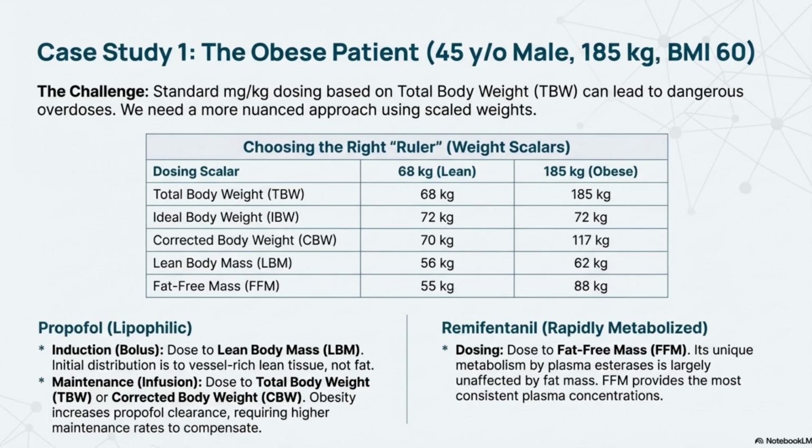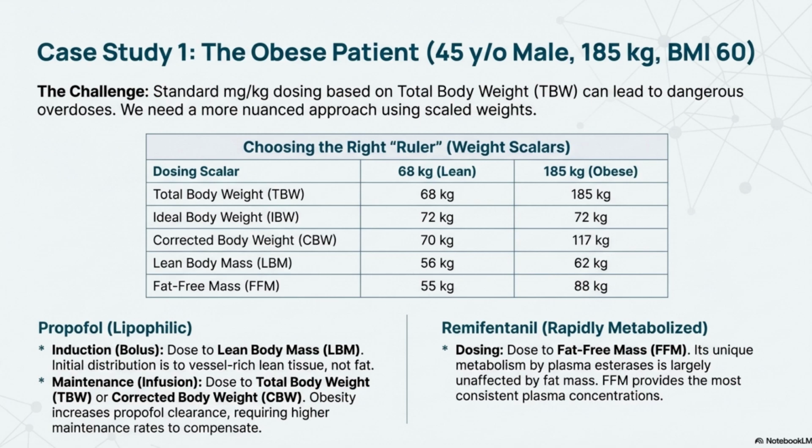So if we dose the propofol induction bolus based on total body weight, you are asking for catastrophic hypotension. Absolutely. The recommended scalar for the bolus is lean body mass, LBM. And why is that? Because the rapid initial distribution of the drug is confined to the highly perfused lean tissues, the brain, the muscles, and those aren't proportionally larger in obese patients. Dosing by TBW massively overestimates that initial distribution volume, resulting in a huge, excessive peak plasma concentration. Profound hypotension. But then for the infusion, for the maintenance phase, we have to switch gears completely.